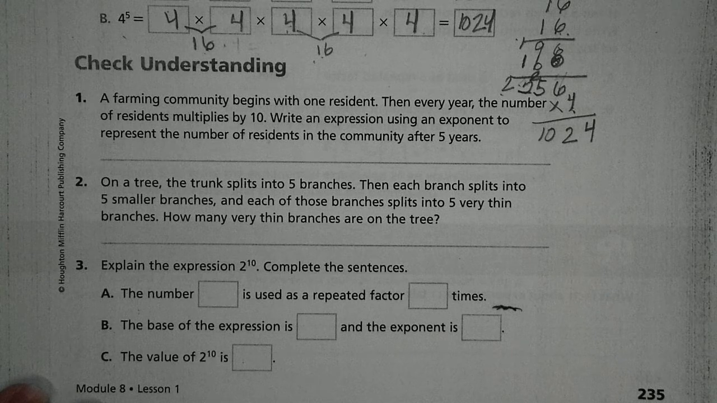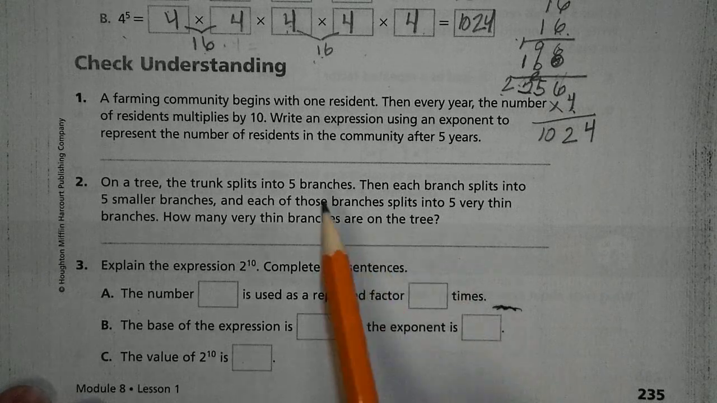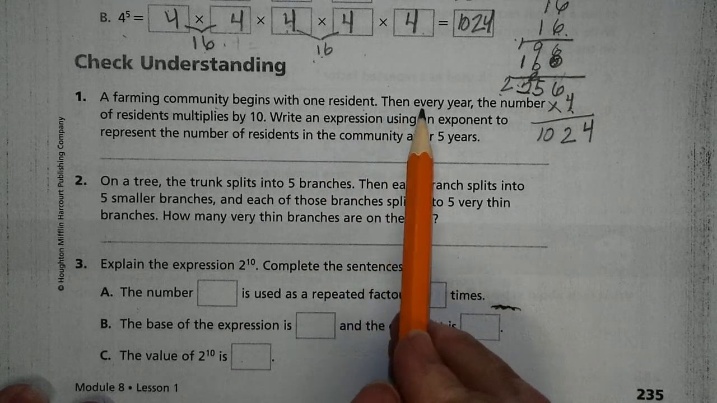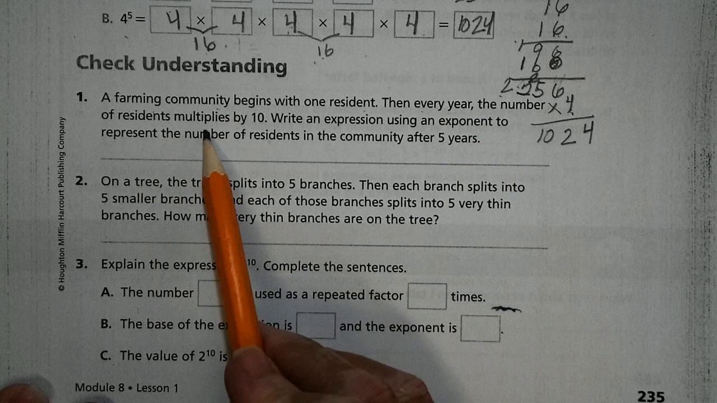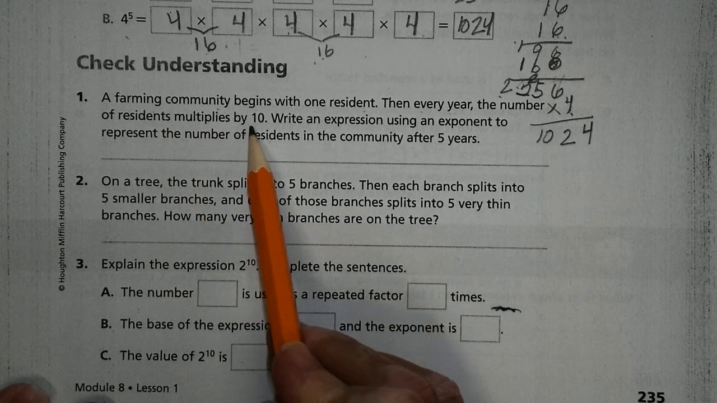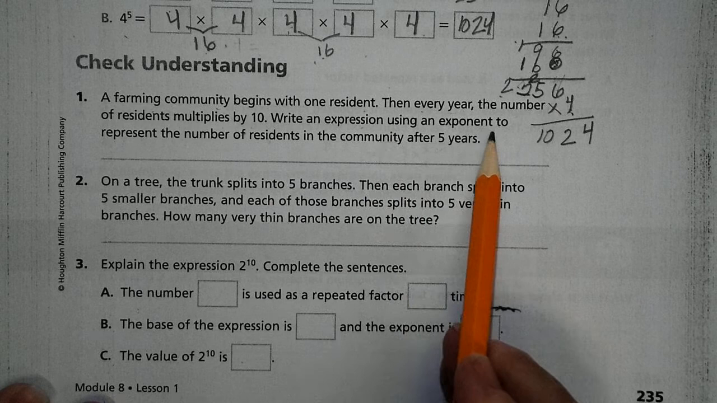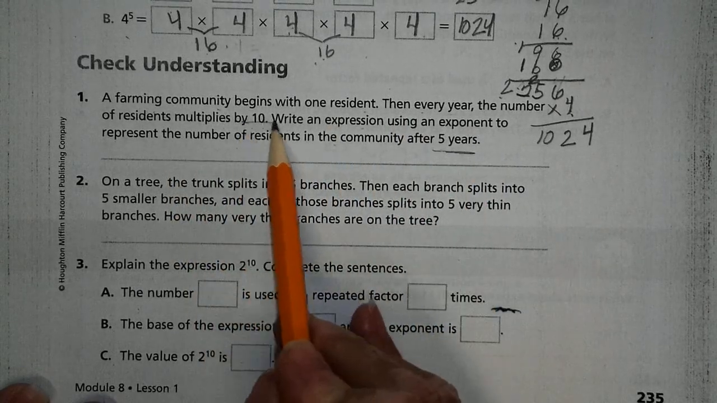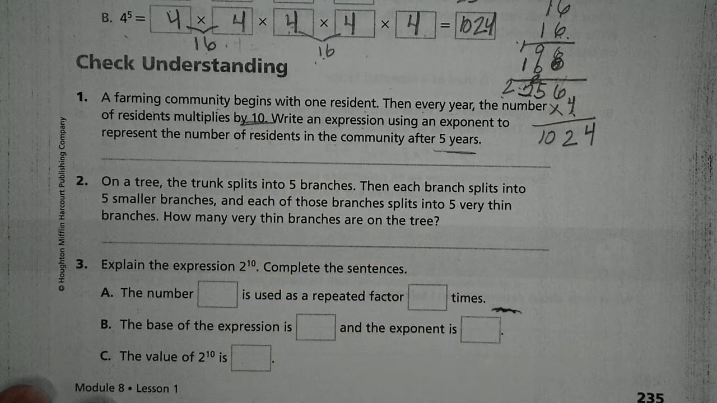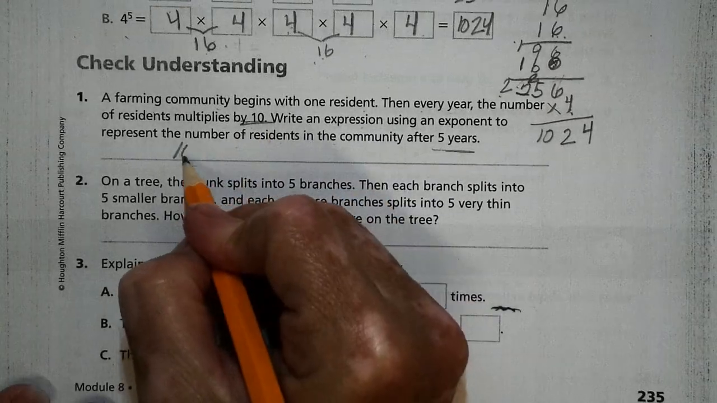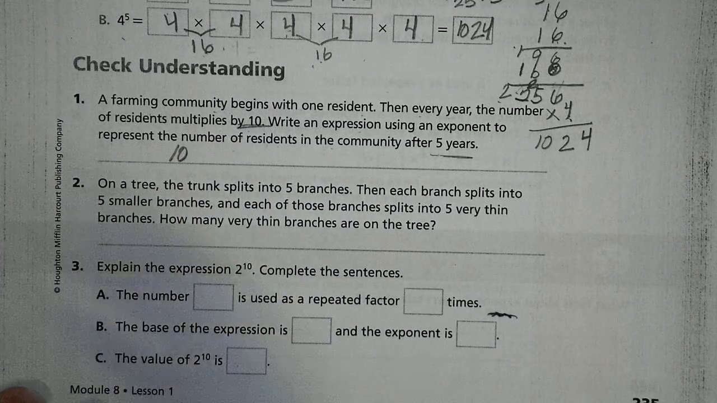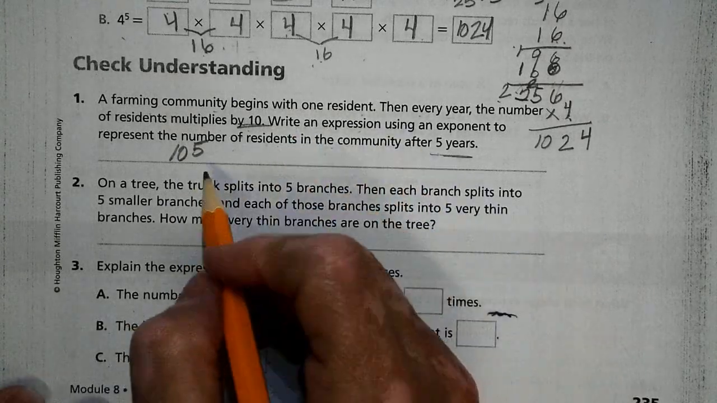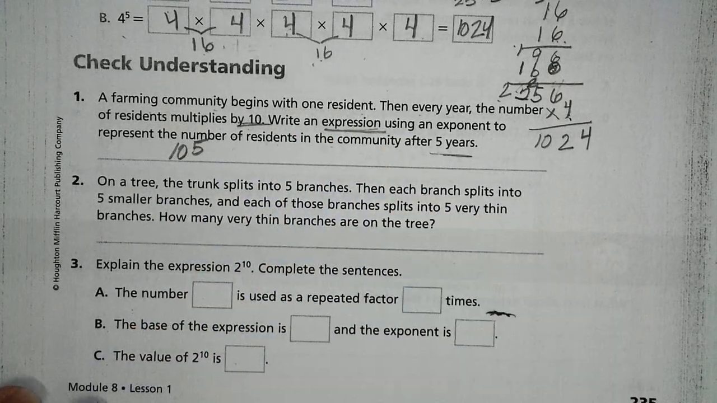Let's get through that, and then I'm going to release you to do the on your own. So it says a farming community begins with 1 resident. Then every year the number of residents multiplies by 10. Write an expression using an exponent to represent the number of residents in the community after 5 years. So what would my exponent be? 10 to the what? To the 5th power. Yep, to the 5th power. It doesn't ask me to evaluate. All it asks for is an expression.